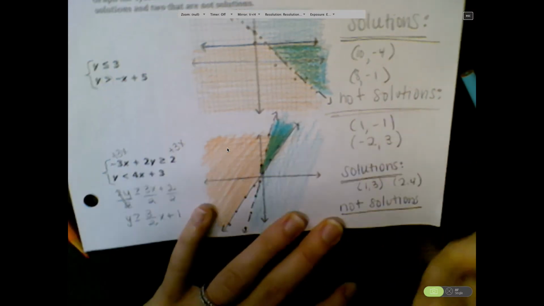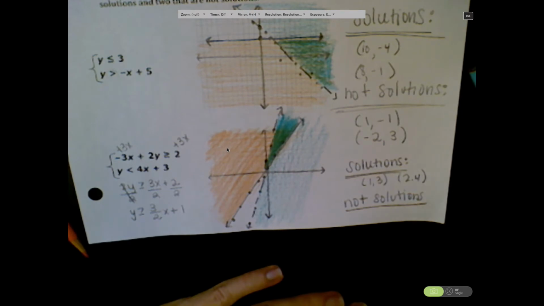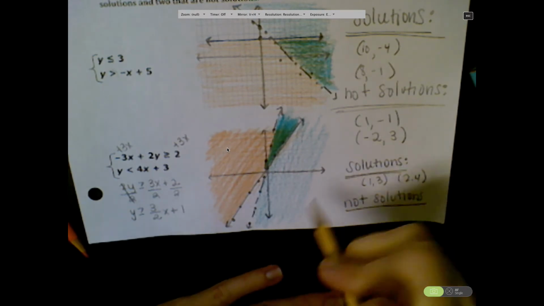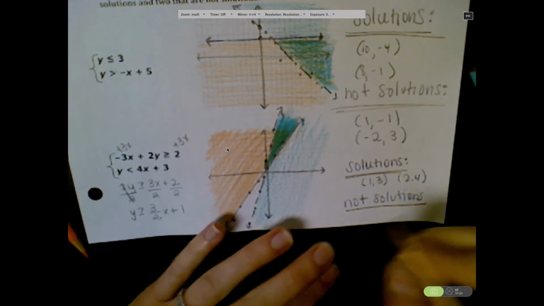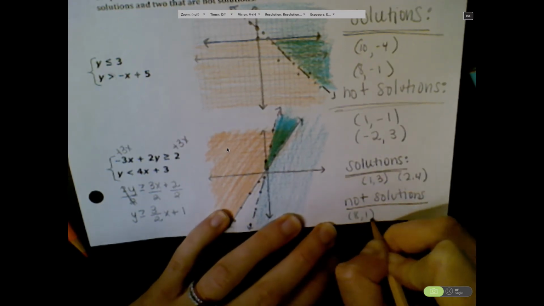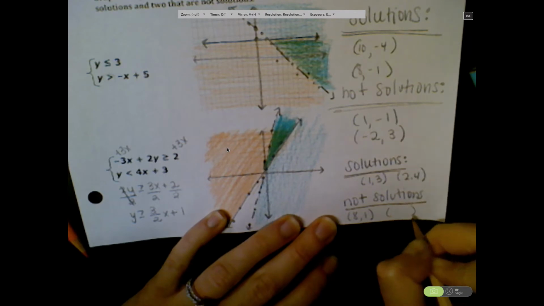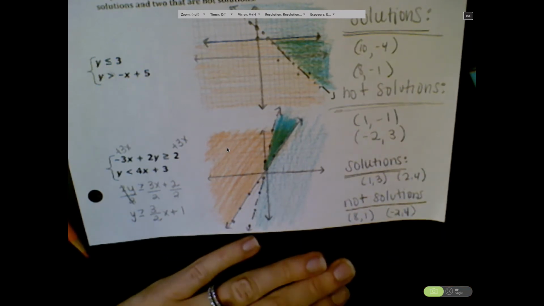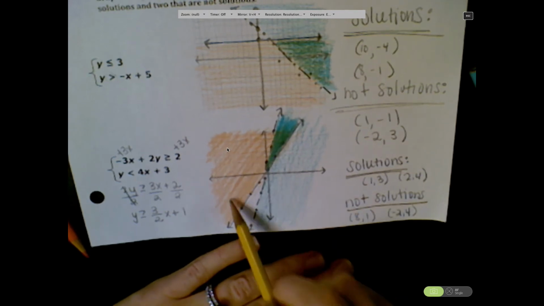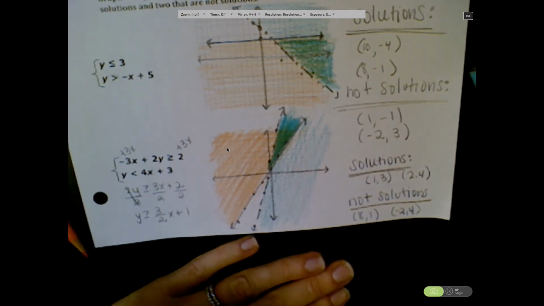Now choosing not solutions should be easy because almost the whole thing is not in the shaded region. What are two ordered pairs that are not solutions? 1, 8, and -2, 4. Pretty much any ordered pair in the second, third, or fourth quadrant would not be a solution.